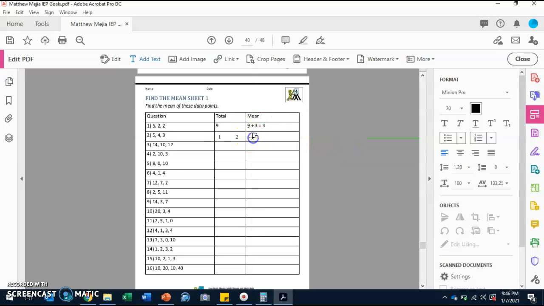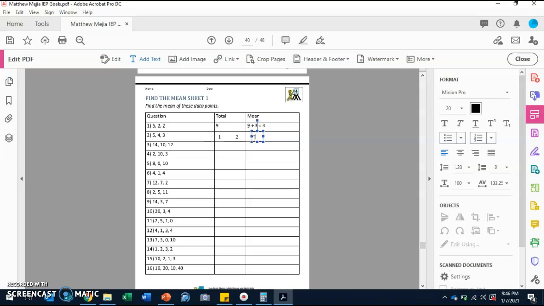So here we would put 12. Oh no, it's not going to work. You can write it down. You would write it down like this. I'm just going to write down the answers since it's not letting me write. It's spacing everything out really weird.